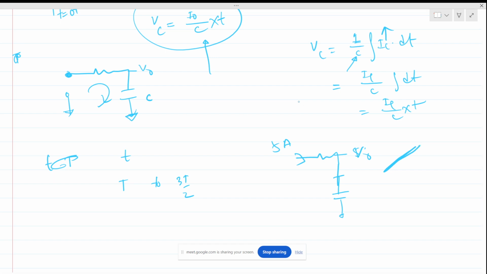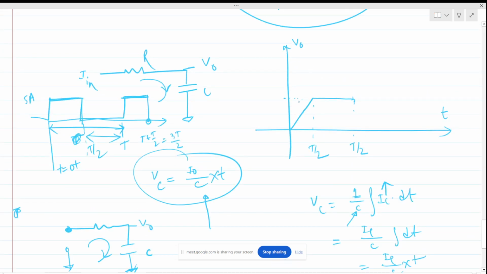The question is, will it start from 0 or from its previous voltage? I guess this is T. So will it start ramping up from here or from there? It will start from there only, because it has the capacity to hold its previous voltage. So it will continue like this. There will be a staircase.